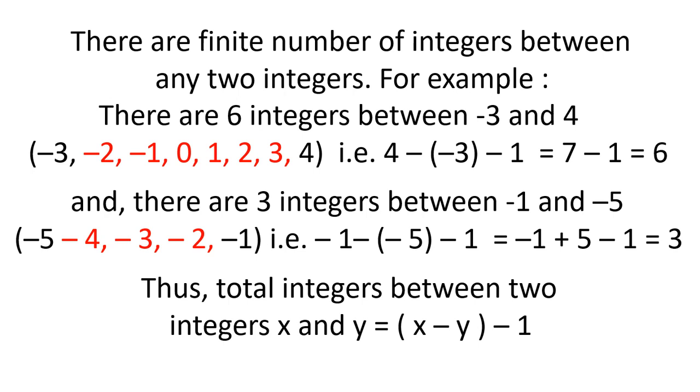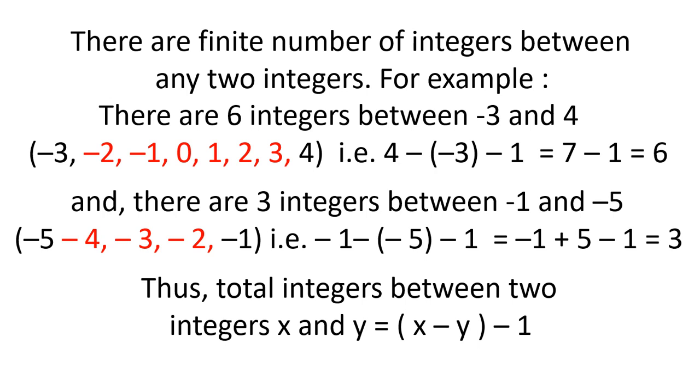There are a finite number of integers between any two integers. For example, there are 6 integers between minus 3 and 4. So when you write like this, minus 3, after minus 3 comes minus 2, after minus 2 comes minus 1, after minus 1 comes 0, then 1, then 2, then 3, then 4.